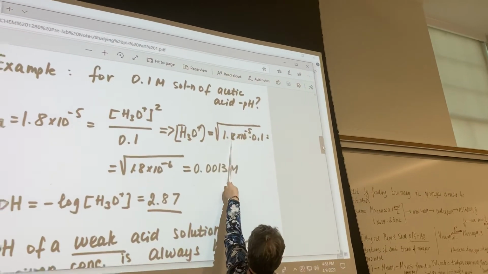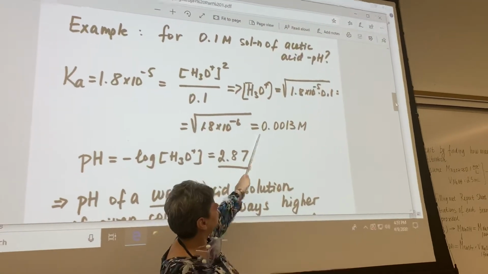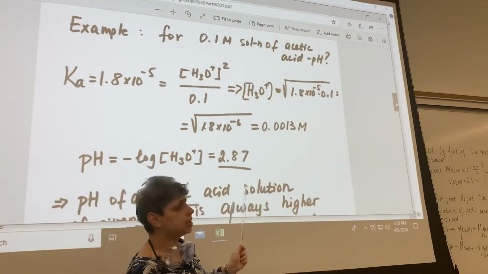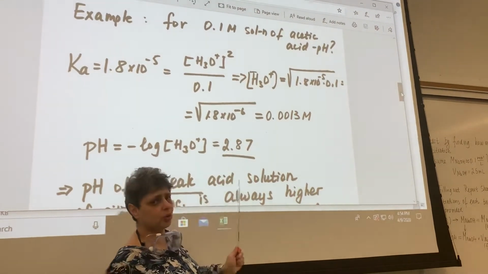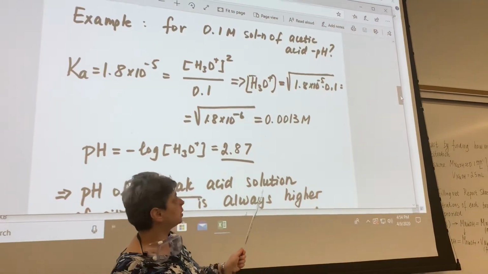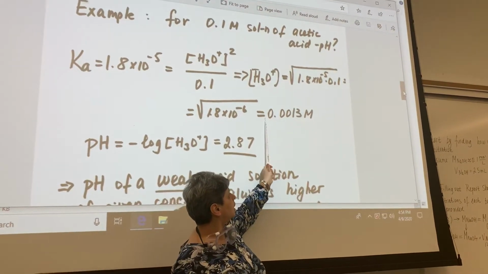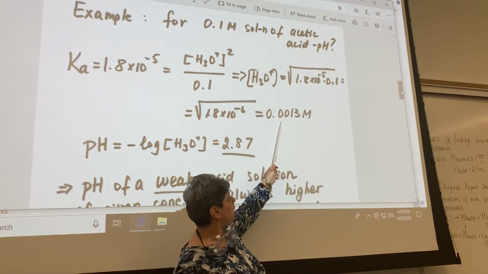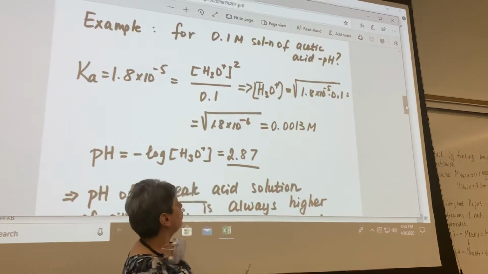So I put the numerical value for Ka right here, and I did the math, which you can of course check and see if you can get the same answer. It's probably a good idea to make sure you can follow along and get the same answer as I did. And so what you get here is the expected concentration of hydronium ion would be 0.0013 moles per liter.